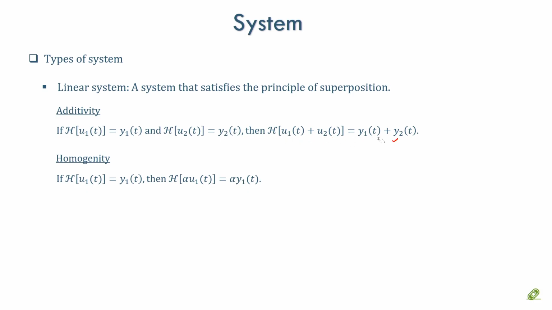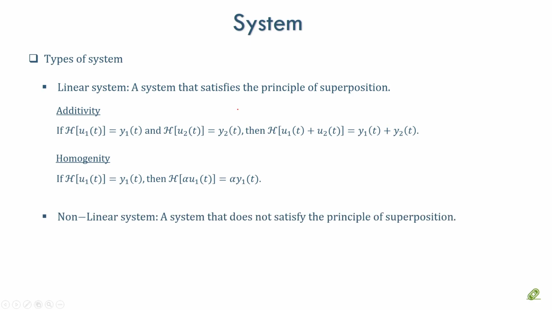So, the definition looks very simple. That is what a linear system is. What is a non-linear system? Of course, a system that does not satisfy any of them or even one of them. If it violates, then it is a non-linear system. If it does not satisfy the principle of superposition, then it is a non-linear system.